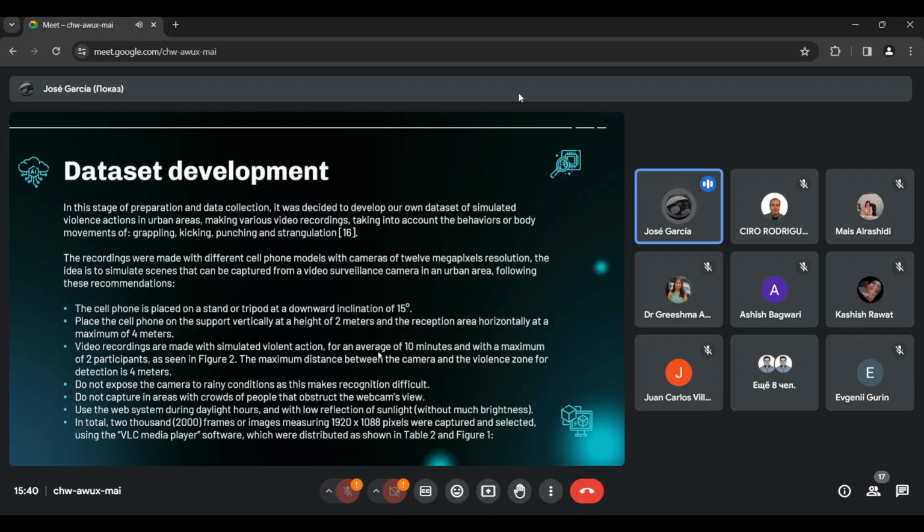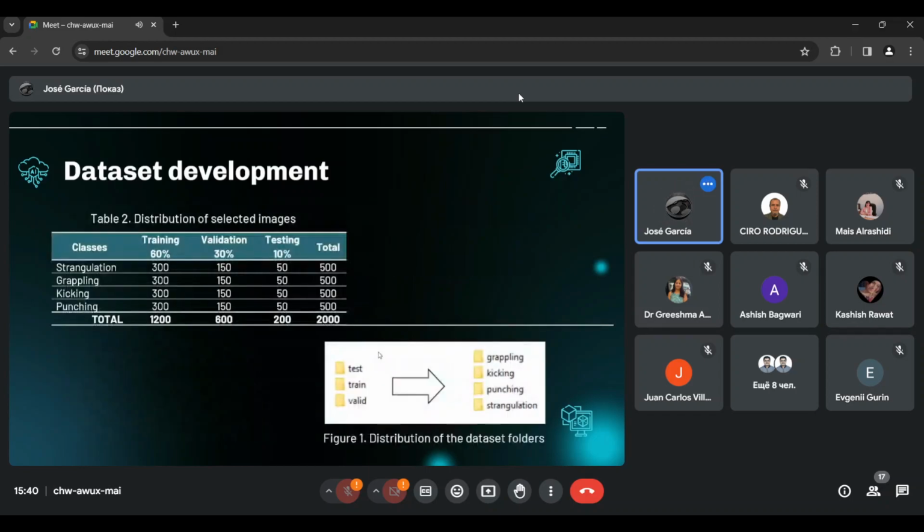In total, 2,000 image frames measuring 1,920 by 1,088 pixels were captured and selected using a VLC multiplier, which were distributed as shown in table 2 and figure 1. We can see table 2 and figure 1, the distribution of selected images: strangulation, grabbing, kicking, pushing. In total, there are 500 each one. In total is 2,000 images.